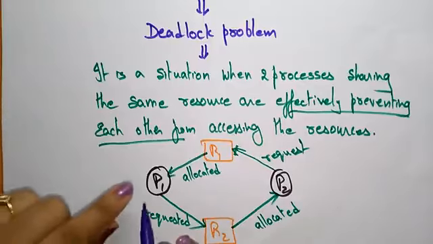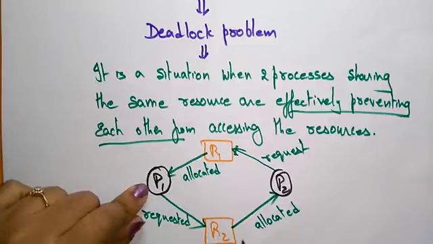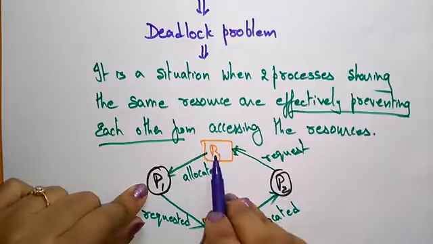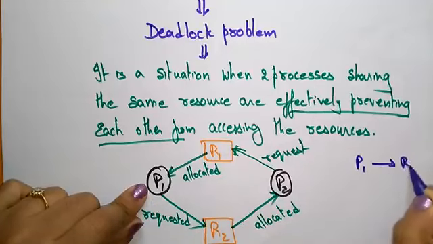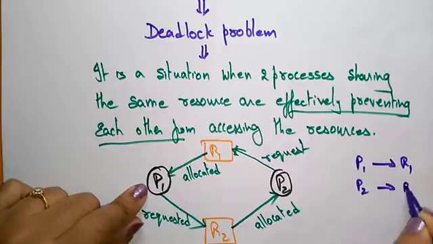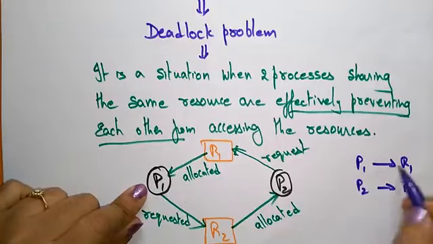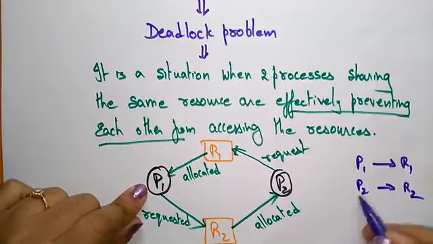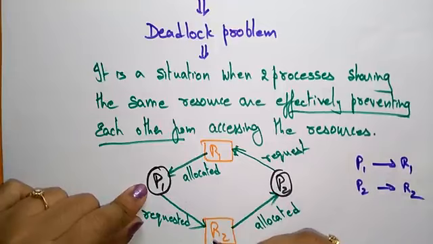What does it mean? P1 is already holding R1 and it is requesting R2. But R2 is held by P2, and P2 is requesting R1, which is held by P1. Until P2 releases R2, P1 cannot access it. Until P1 releases R1, P2 cannot access it. So this state you call a deadlock.